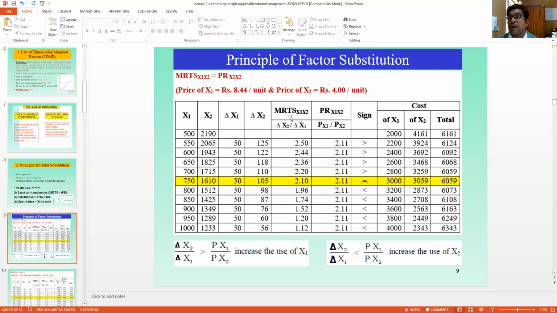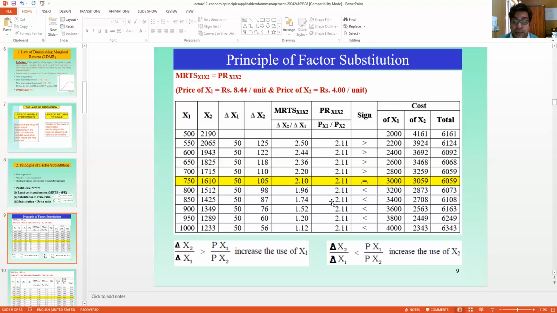Now we have to find the MRTS, the marginal rate of technical substitution, which is the slope of the isoquant. It is nothing but delta x2 upon delta x1. So 125 upon 50 is 2.50. Similarly, 110 upon 50 is 2.20. Then we can find the price ratio, nothing but P of x1 upon P of x2. It is the inverse price ratio. Here we are taking delta x2 in the numerator, and here we are taking P of x1 in the numerator. So this MRTS should be equal to the inverse price ratio. P of x1 is 8.44, so 8.44 upon 4, you are getting a constant 2.11.